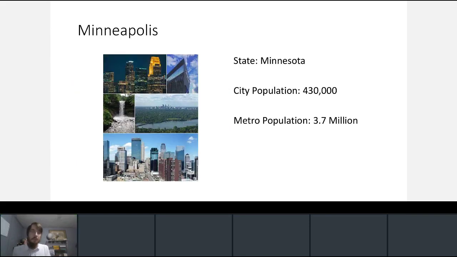we've seen that decline. There's Minneapolis, which is part of the Twin Cities, right? So there's St. Paul right next to it, and they're basically there together. So Minneapolis is 430,000 people, but its metro population is 3.7 million. It's right next to the state capital, St. Paul, growing out there in Minnesota.